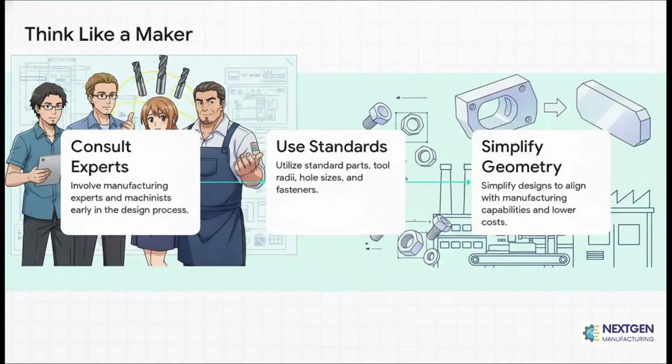So, how do you fix this? Easy. You have to think like the person who's actually making your part. Go talk to the machinists and do it early. There's this great story about an engineer who specified a super precise 0.427-inch radius. The machinist just called him over, held up 3 tools and said, "I've got a 1/8, a 1/4, and a 1/2 inch. Pick one." Total light bulb moment. You have to design for the tools that actually exist.